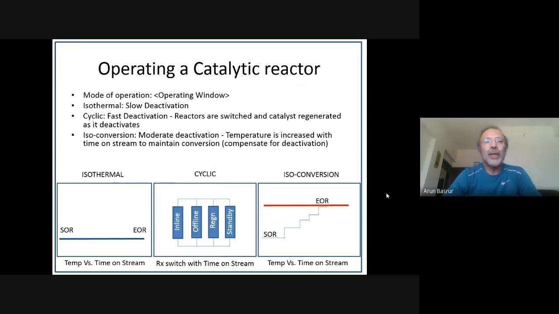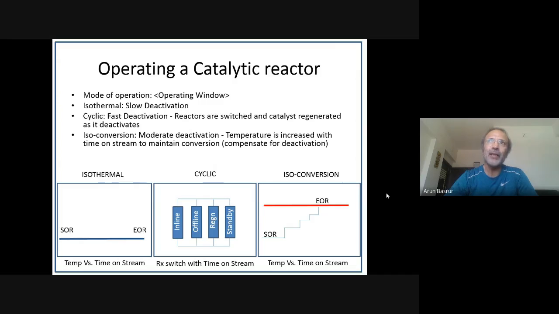So the main role of a chemical engineer here is basically monitoring and operating a catalytic reactor, doing iterative fine-tuning where needed to get the best out of the catalyst. So you have what is known as a mode of operation. There are basically three modes: isothermal, cyclic, and isoconversional. And you have an operating window. The operating window is essentially the range of process parameters under which the catalyst will give its best performance. So this information is given by the process licensor.